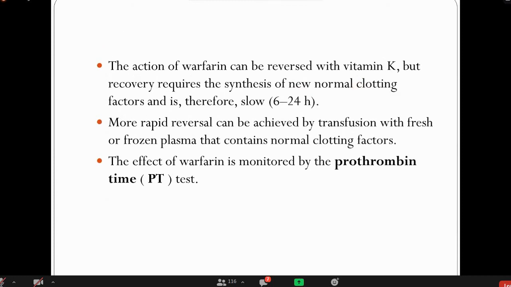The action of warfarin can be reversed with vitamin K. This is one of the antidotes. But recovery requires the synthesis of new normal clotting factors, and therefore it is slow.